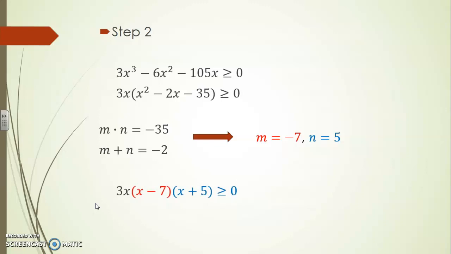So x minus 7 being the m, x plus 5 being the n, gives us the factored form for the quadratic we had earlier. So 3x times x minus 7 times x plus 5 is a factored form of what we had in the previous step, and we wish to make this greater or equal to 0, or at least to identify values of x where this left side is greater or equal to 0.